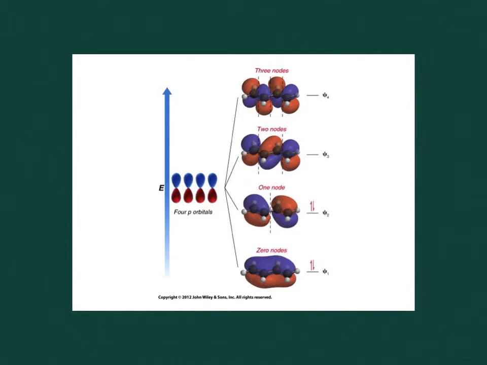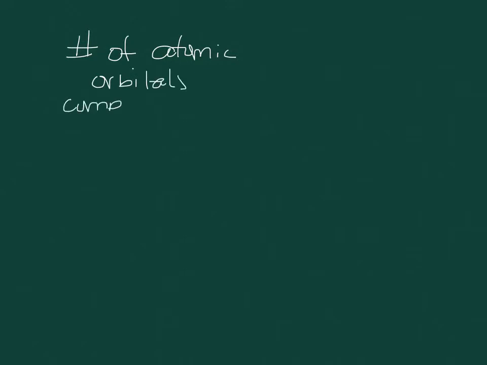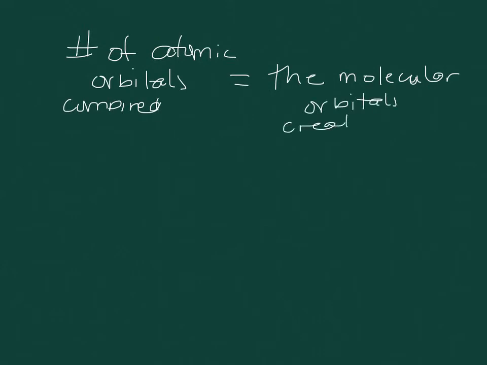So if you look here, this is the figure in your text. You have the 4 p orbitals of 1,3-butadiene. Here's the first one where it's completely bonding. Everything is delocalized over all 4 carbons. Here's the second one where you have 1 node between carbons 2 and 3. And you have 2 nodes, and finally 3 nodes. So a couple things to remember with molecular orbital theory. Number of atomic orbitals combined equals the number of molecular orbitals created.